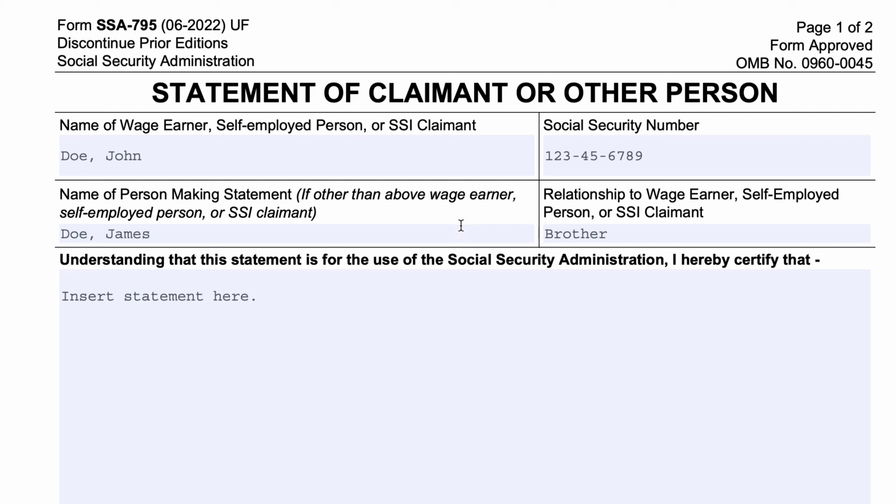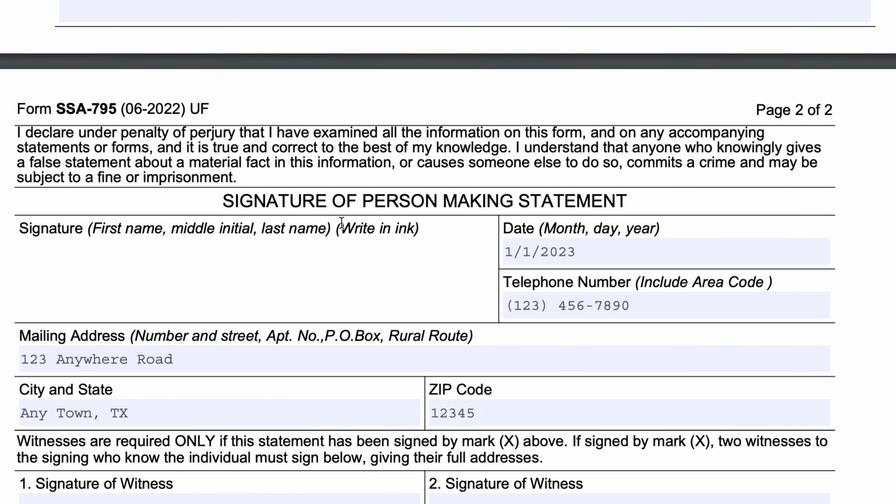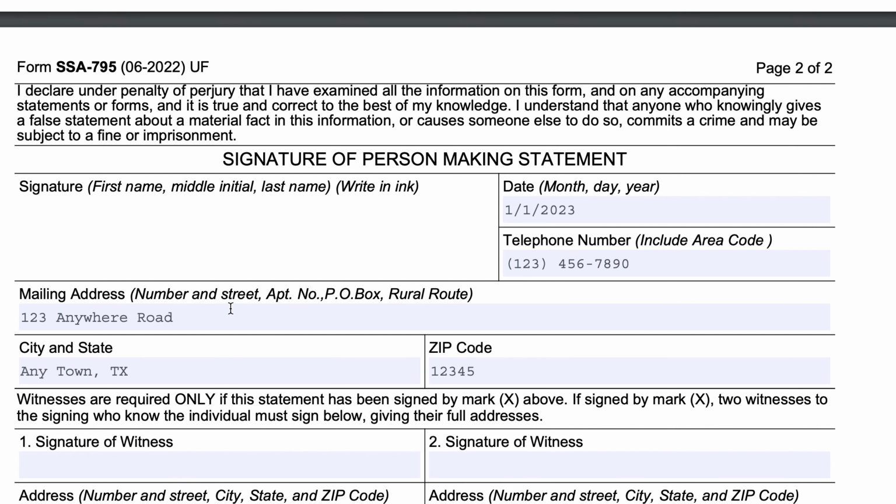In the vast majority of cases, you'll probably find that the Social Security representative completed the form exactly the way it needs to be, and then the only thing you need to do is evaluate the statement. That can be anything in this blank field. Make sure that it's accurate, make any corrections, and then sign on the back. So on the back, we have the date, we have the telephone number, and then we have contact information, the mailing address, city, state, and zip code.